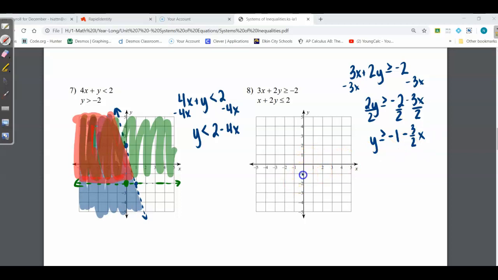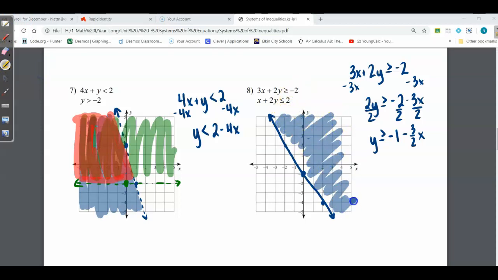So to graph that, I've got a y-intercept at negative 1. I have a slope of negative 3 over 2. So down 3, right 2. And I have an or equal to sign here, so I'm going to use a solid line to graph that. Okay. And then it's greater than or equal to, so I need to shade above the line. So if I can get my highlighter to cooperate here, I'll shade above this blue line right here.